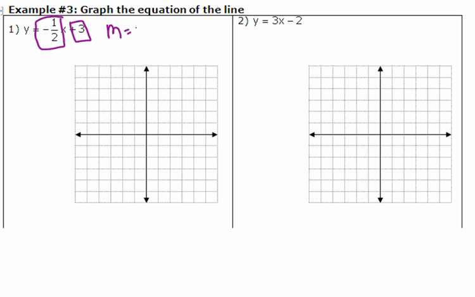My slope is negative 1/2. My y-intercept is 3. We always start by using the y-intercept. Remember, the definition of a y-intercept is where your line crosses the y-axis. So it's telling me that it crosses the y-axis at 3. So I'm going to go on my y-axis and make a point at 3. Remember that slope is rise over run.